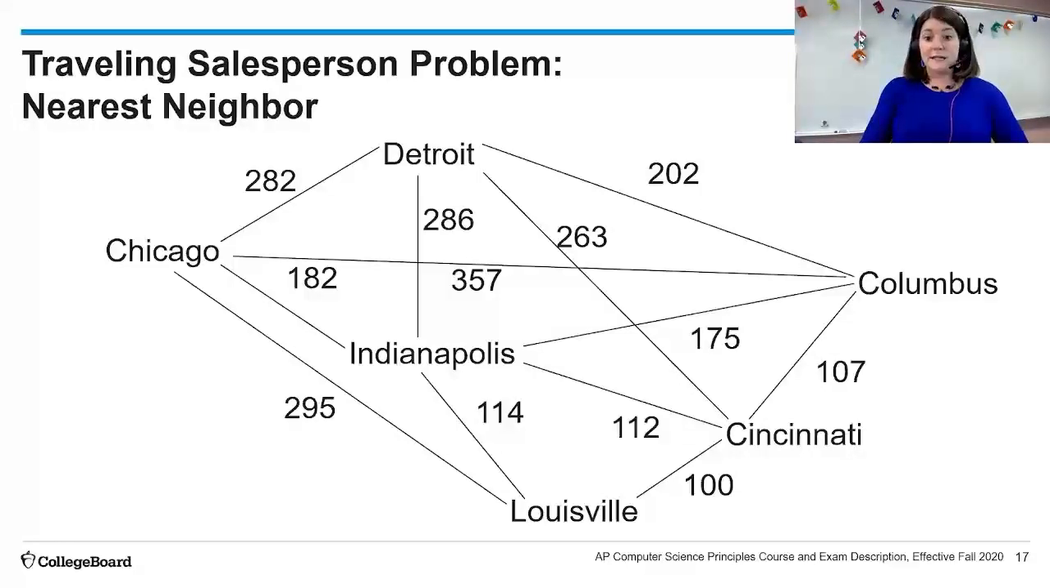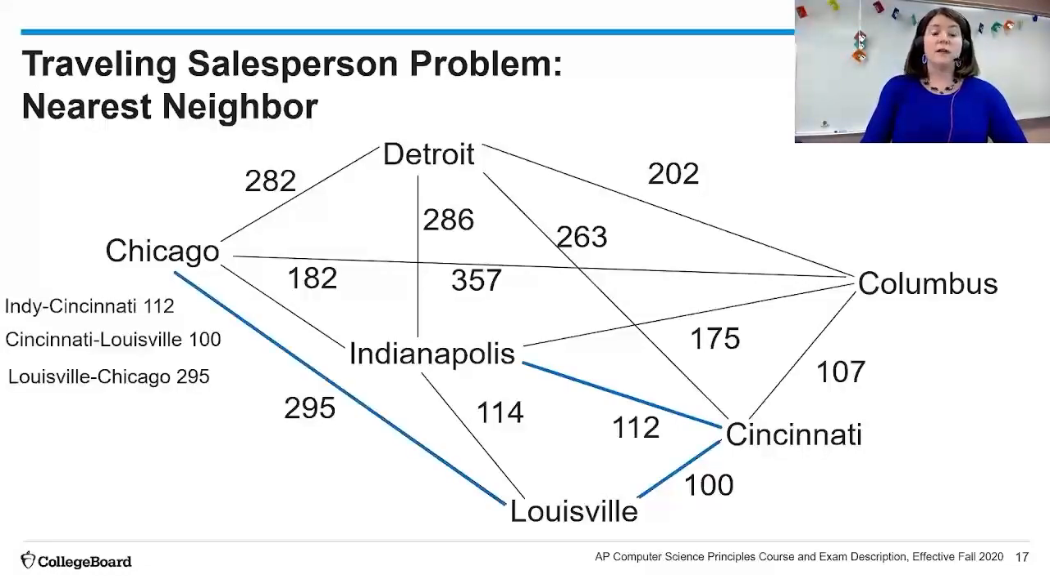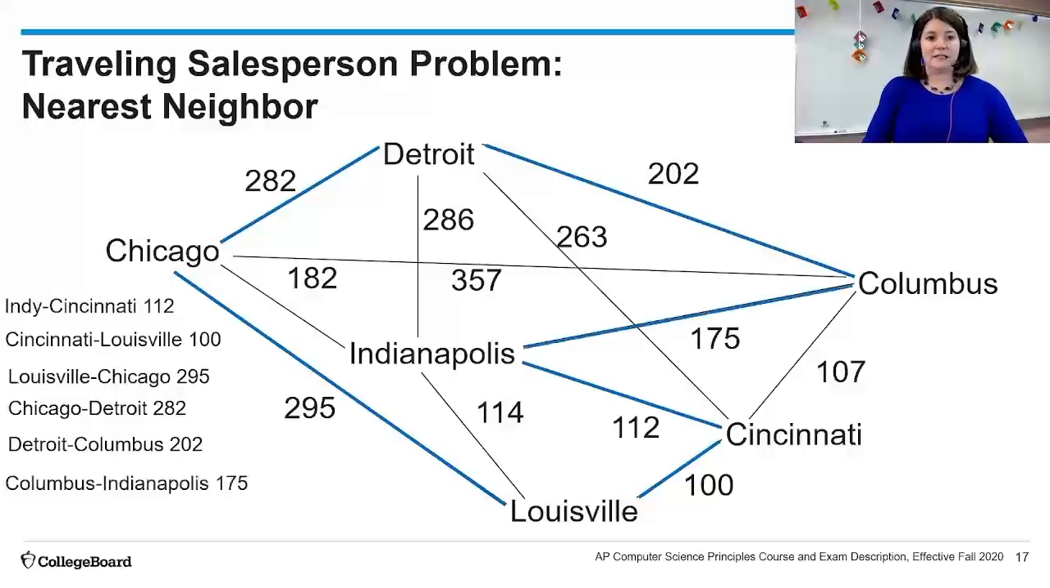So for the traveling salesperson problem, a heuristic that could be used would be nearest neighbor. So let's try that here. If I start in Indianapolis, we want to go to the nearest neighbor, which would be Cincinnati, 112. Then from there, the nearest neighbor is Louisville. And from there, we'd have to go to Chicago. Chicago to Detroit, and then Detroit to Columbus, and now back to Indianapolis. And so by using the nearest neighbor approach, we came up with a total of 1,166 miles.